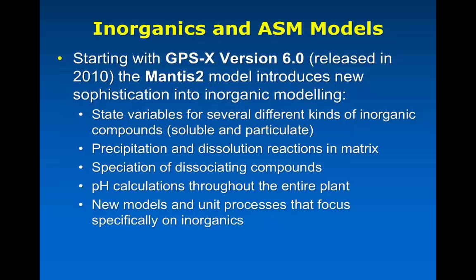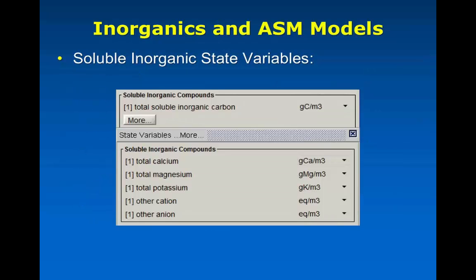Now, if you open up a state variable menu at any stream connection point in the layout, you can slide down, towards the bottom of the menu. You can find soluble inorganic compounds, and there's inorganic carbon. This is part of the bicarbonate system that is going to be solved throughout the entire plant. And then we have all of these other cations, and we have some generic cations and anions that are also part of that system.